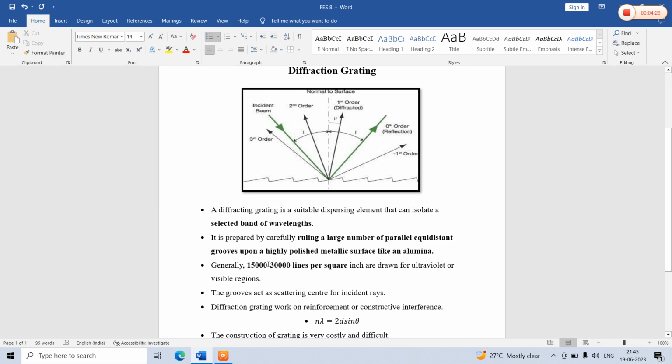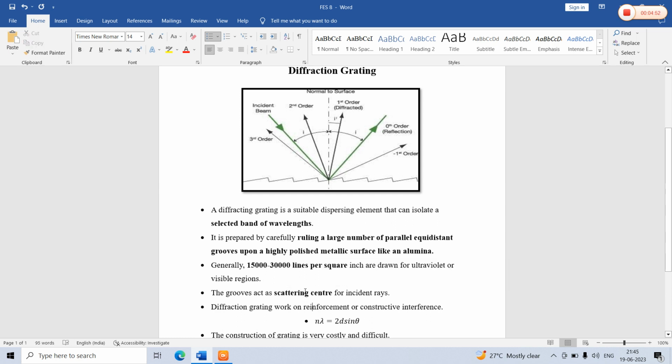This is a very important point, because the number of lines determines whether we get the best analysis, a moderate analysis or a poor analysis. If the lines are more and more, then we get the best analysis in result. These grooves, these lines, act as scattering centers.